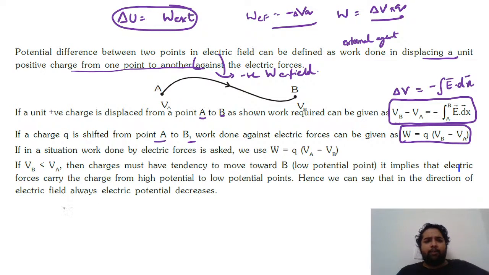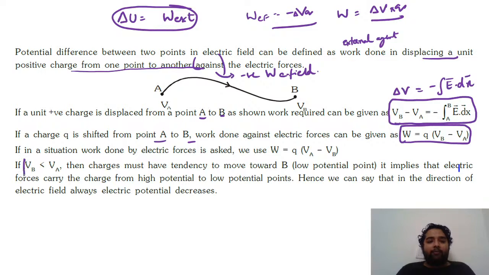Simple, both are same. If VB is less than VA, then the charge must have a tendency to move towards B. Like we discussed in gravity, it always tries to move from higher potential to lower potential. Same way here also, positive charge will always try to move from higher potential to lower potential. And electrons, which have negative charge, will move from lower potential to higher potential. Understood? So this is all you guys have to understand, that charges flow from higher potential to lower potential.